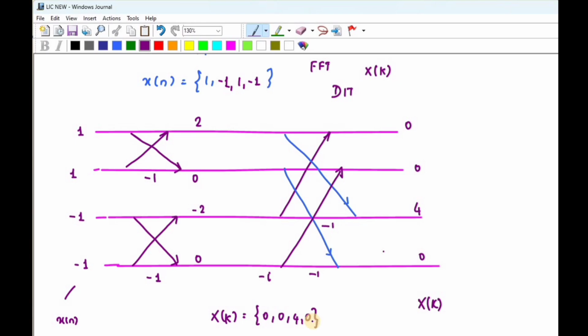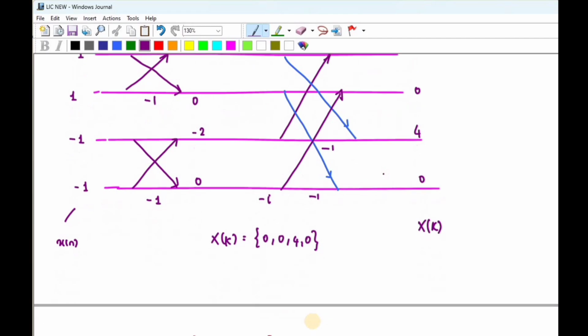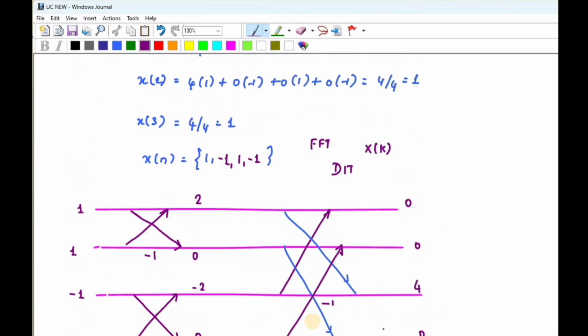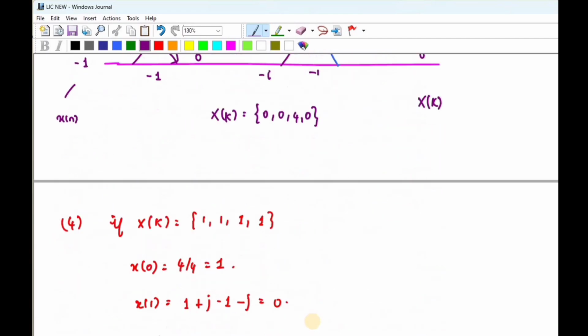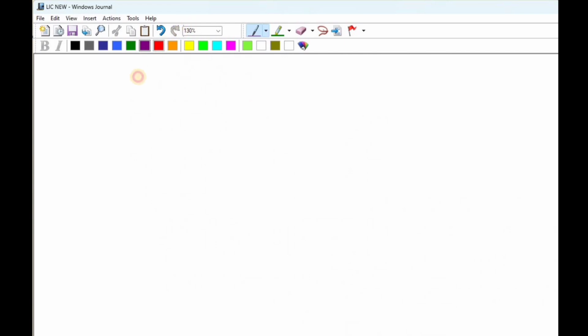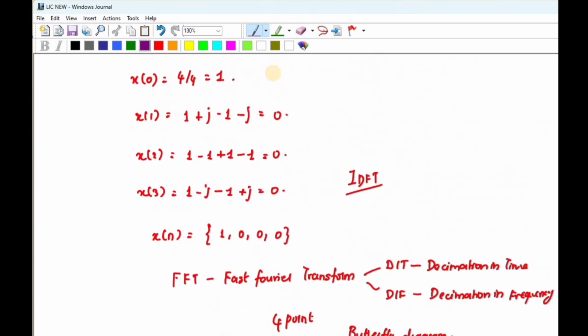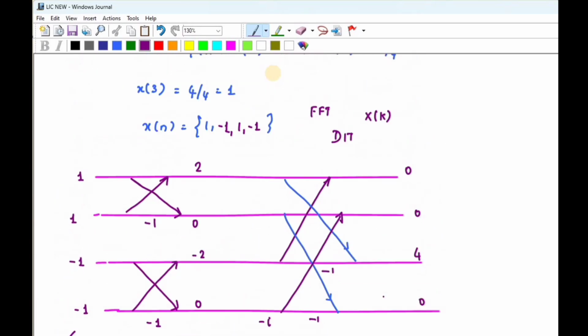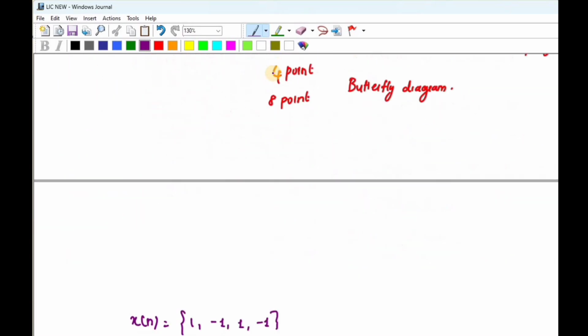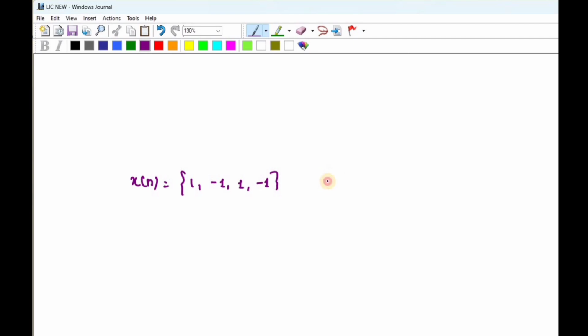So you can verify this using the normal method, right? So the question is x of n is equal to 1, minus 1, 1 and minus 1. So the answer of x of k is equal to 0, 0, 4, 0. So this is your answer.